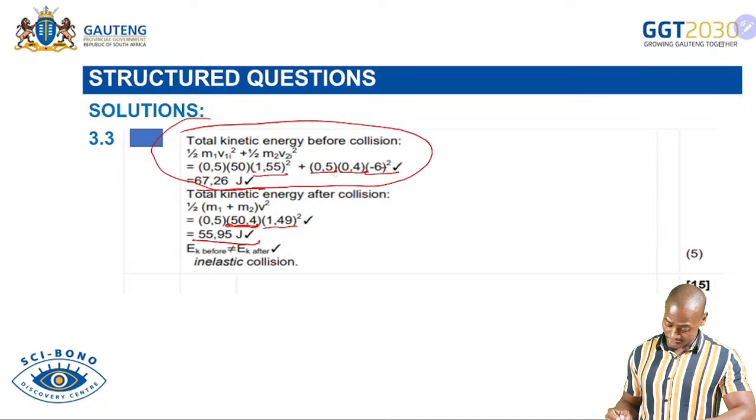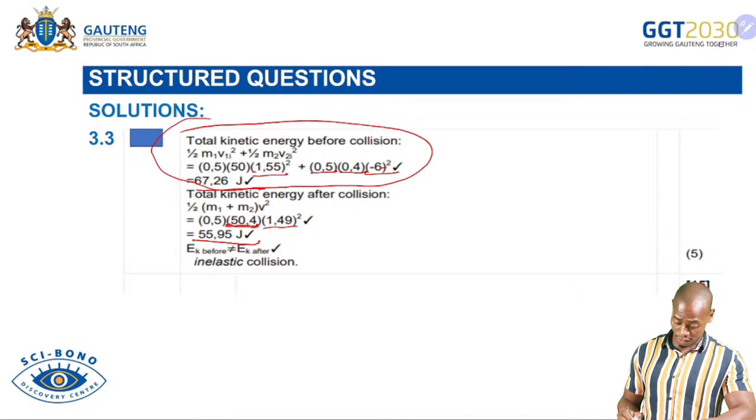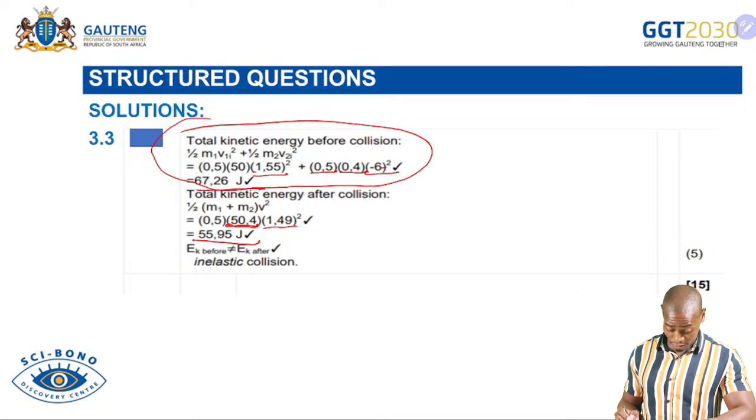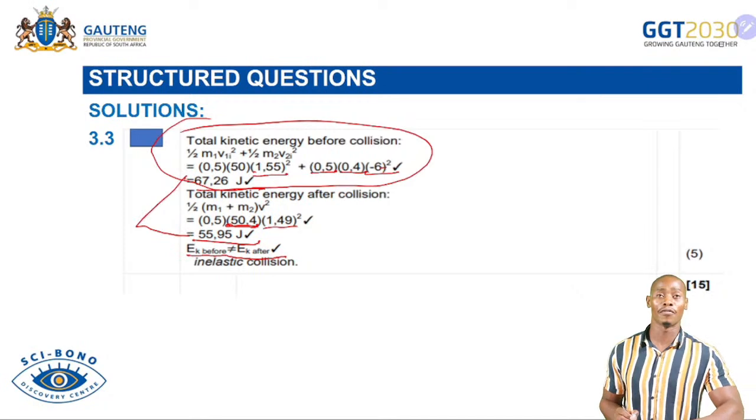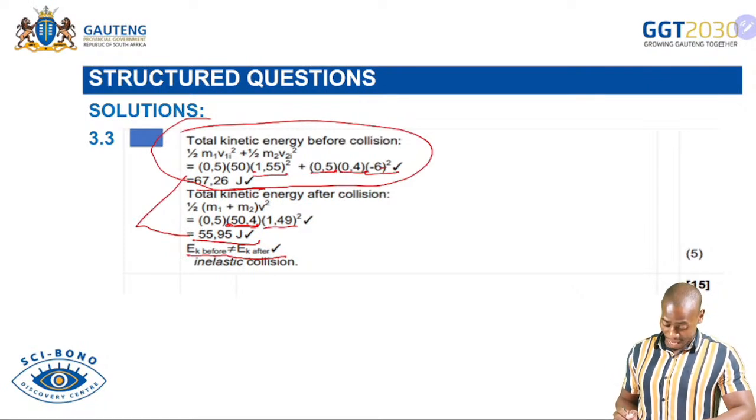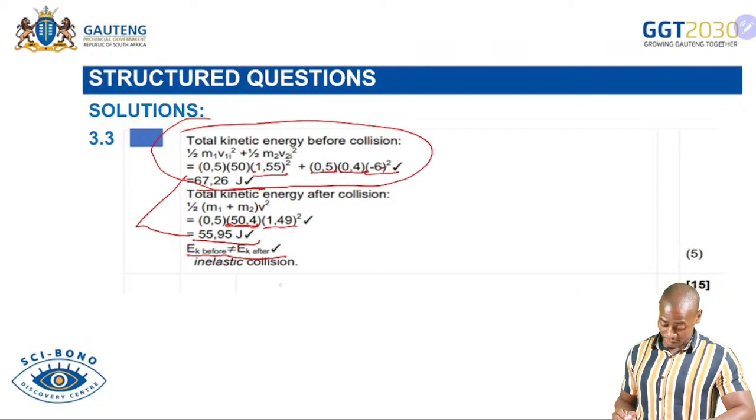Then we can see that the total kinetic energy before collision is 67.26 joules, and then the total kinetic energy after collision is 55. So it's not equal, right? So that is why here we said the sum of EK before collision is unequal to the sum of EK afterward, after the collision. So since kinetic energy, or the total kinetic energy, is not conserved, therefore the collision will be inelastic.